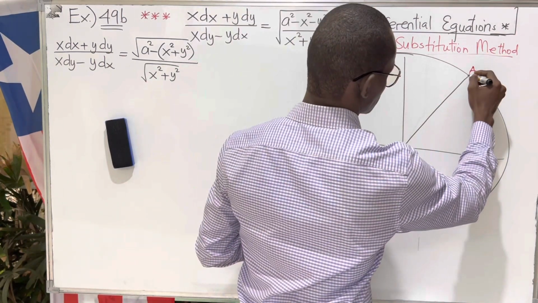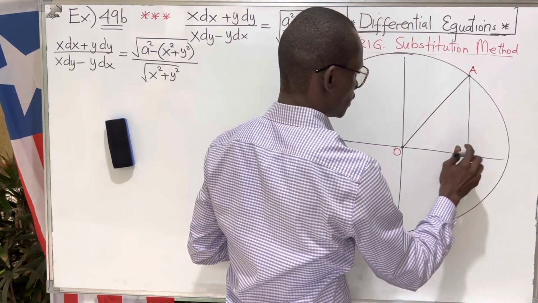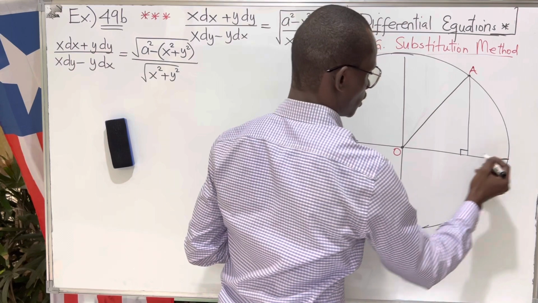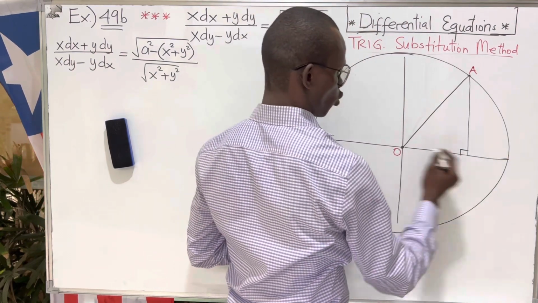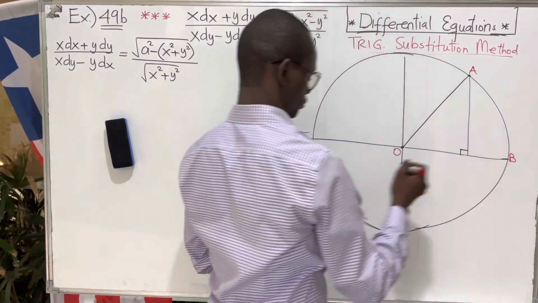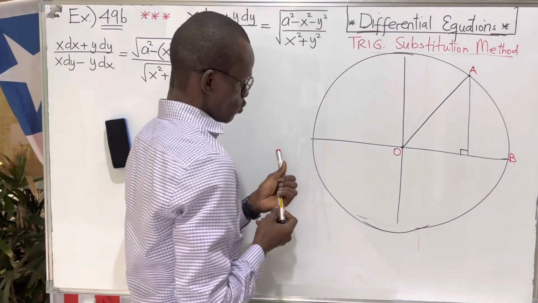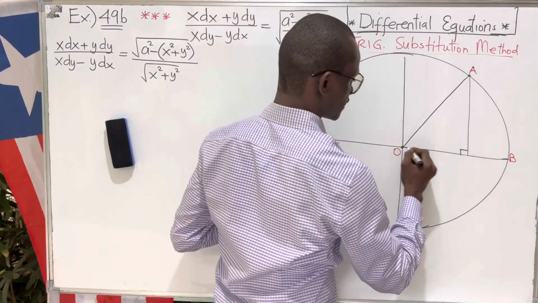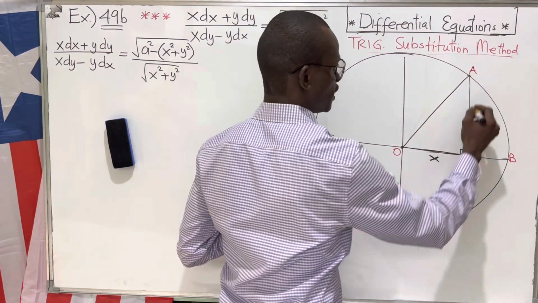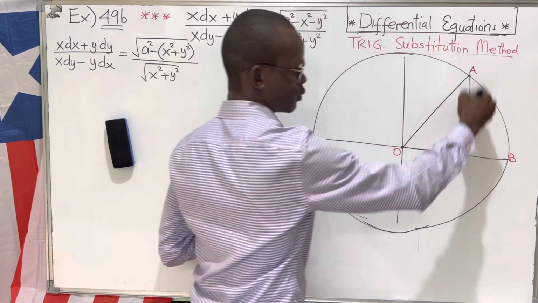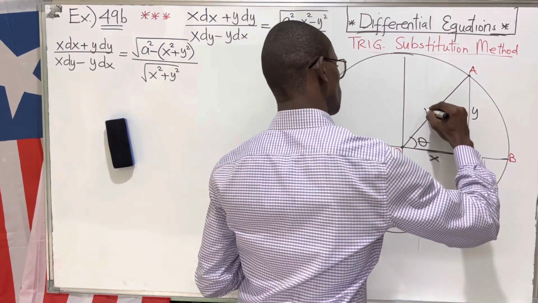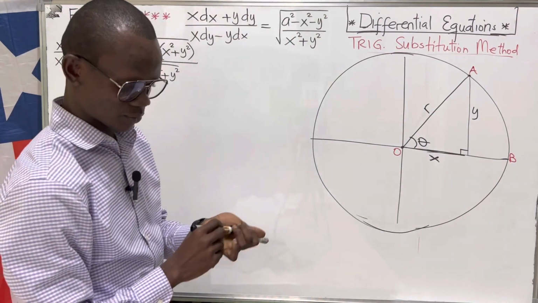Then we drop this line, forming a right angle with O and B. So we can name this side x since it's on the x-axis. We can name this side y since it's on the y-axis. We can call this angle theta, and we call this r since that's the radius.